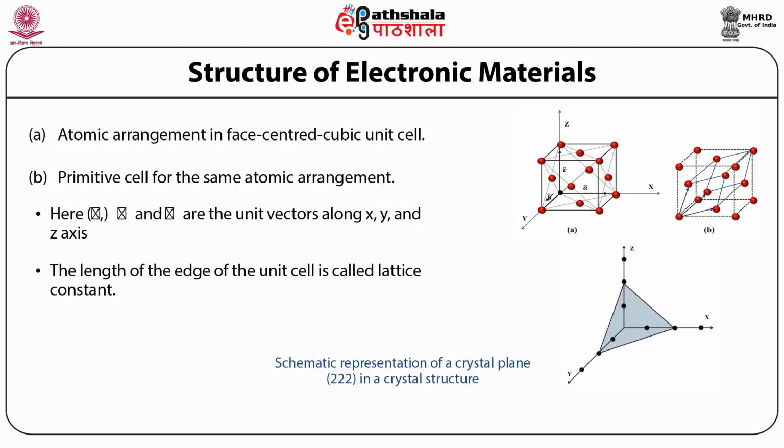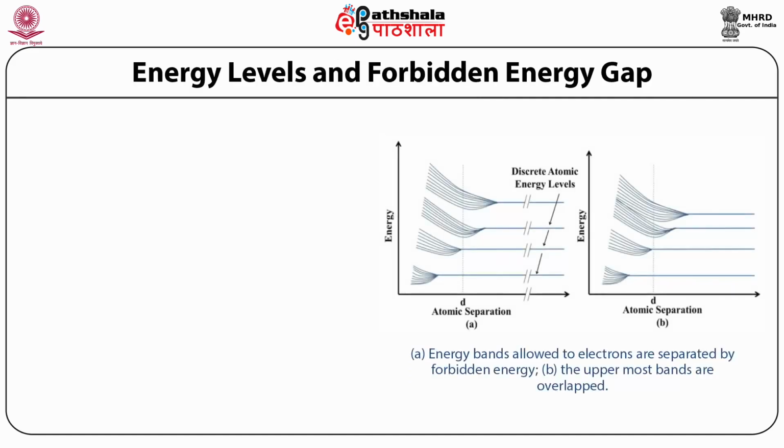Hence the plane can be expressed in Miller indices as 2-2-2 plane. So students, till now we have discussed about the structure of electronic materials.